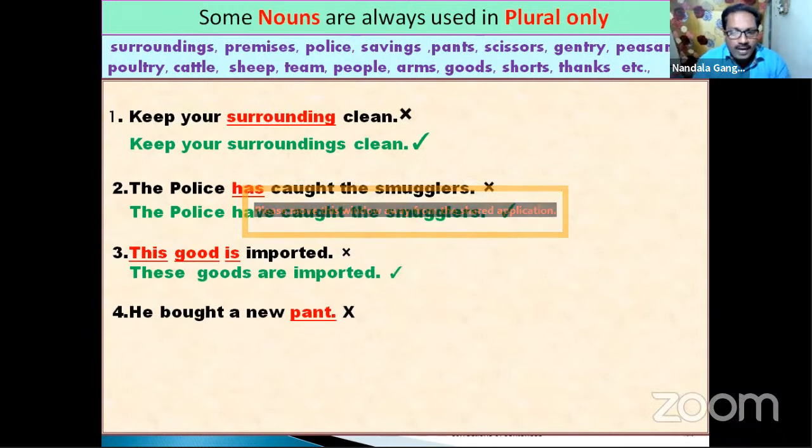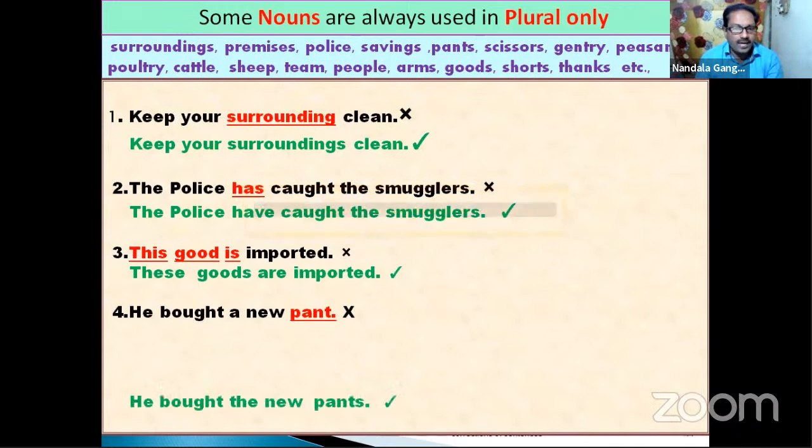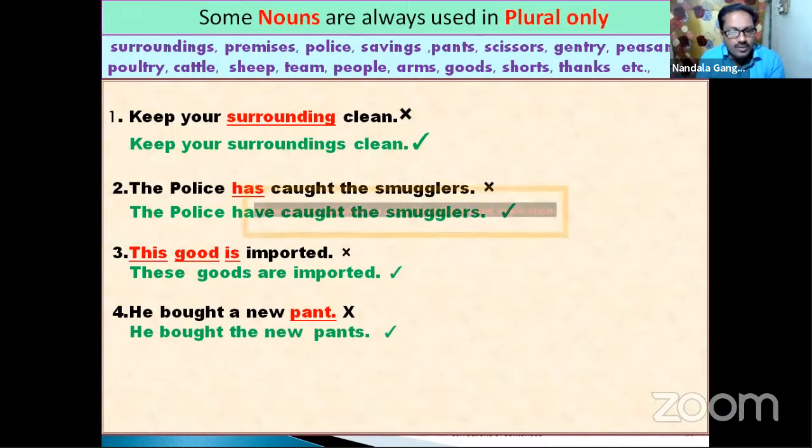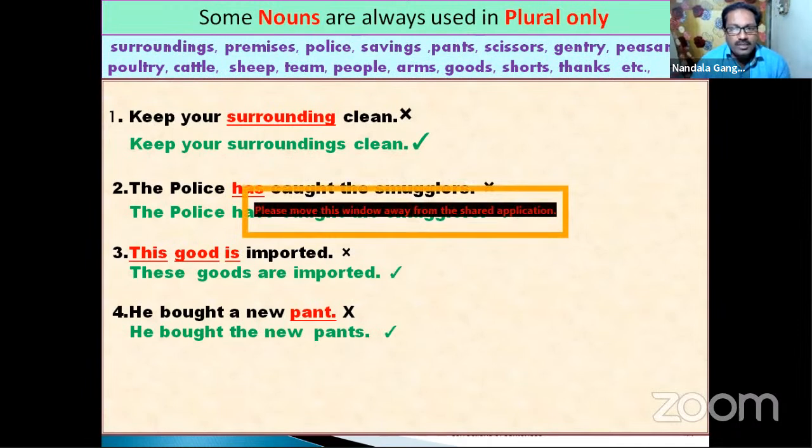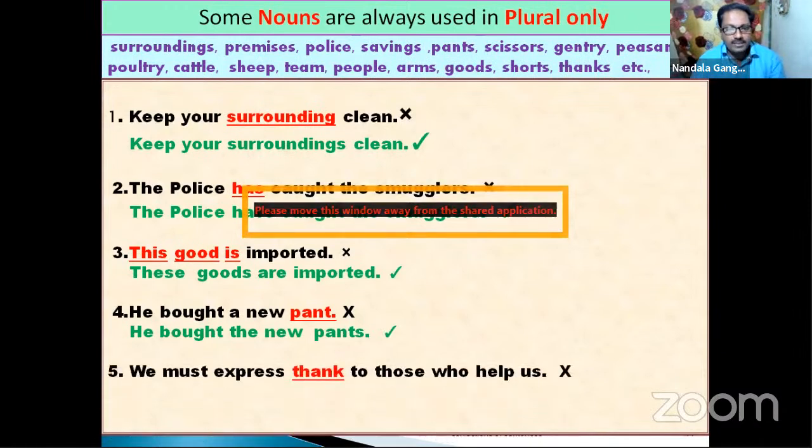He bought a new pant. You never say only a single pant. You have to say pants. He bought the new pants, because you do not use a before these nouns, as we are using them in plural. So we should remove the a, and use the before the object, that is, new pants.